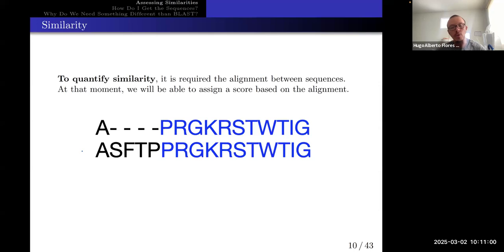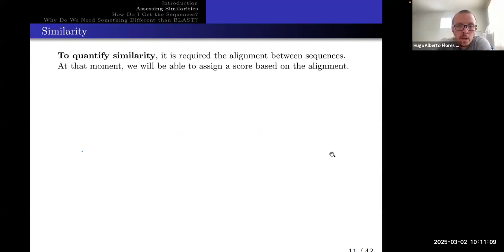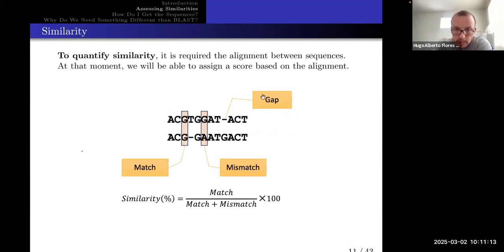And when you are analyzing something or proposing something like a score, this alignment is important to make the score increase. So, for instance, I mentioned what a match is, which means that the letter is the same. A mismatch means that the letter is different. And a gap means that I introduce something like a dash, maybe here or maybe here.